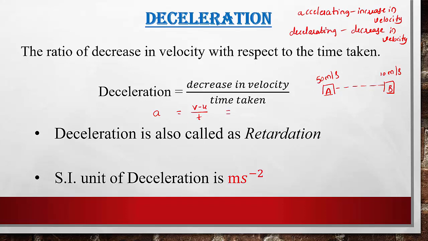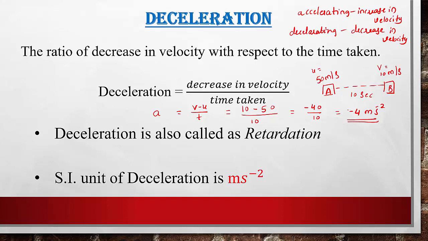For example, you can take this value. Initially it has 50 meters per second. When we apply brakes to the car, the final velocity is 10 meters per second. Substitute the values here: final velocity 10 minus initial velocity 50, divided by, let us take the time taken as 10 seconds, divided by 10. So what is the answer? 10 minus 50 gives minus 40, divided by 10, or minus 4 meters per second squared.